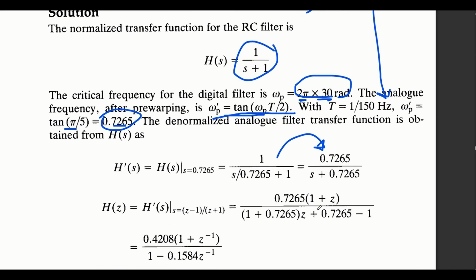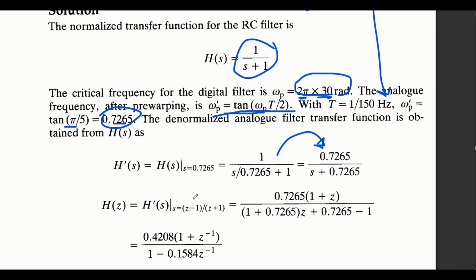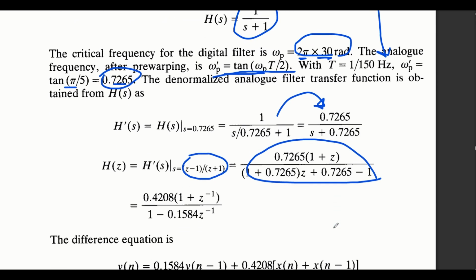Once we are done, what you are supposed to do is replace s by the expression z minus 1 over z plus 1, and that's what we are doing. In this equation, the one you see here, when you replace s by z minus 1 over z plus 1, it will result in this. Then you can go ahead and expand.